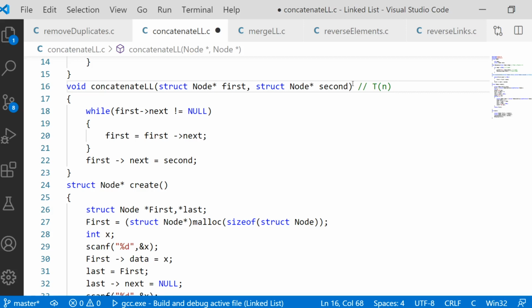Now tell me how many times this loop will be running, because I'm just checking first of next not equal to null. Am I right or wrong? For the first node I could have checked this, then the second node, third node, fourth node. Suppose the fourth node is the last node, there itself I could have stopped.